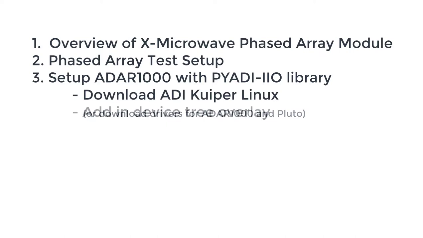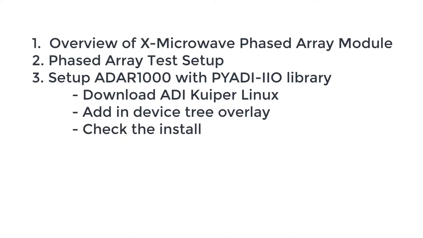Then we'll need to add an overlay to the Raspberry Pi's device tree. The device tree just tells the Linux operating system what hardware is connected to it. And so we'll have to make sure that it recognizes both the Pluto and the ADAR1000 devices. And then finally, there's some easy ways that we can check the installation and make sure that everything is ready for our next step, which is when we run the Python script.